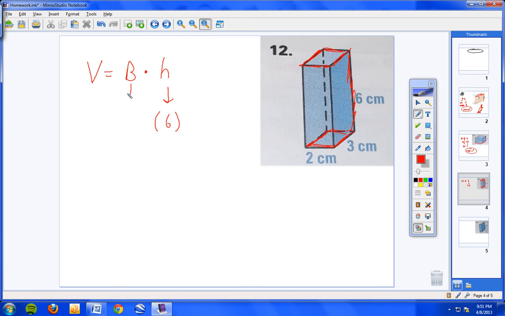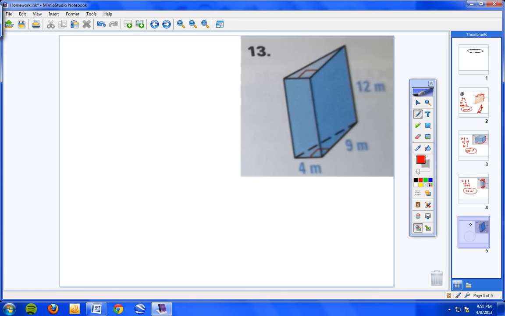Now the base is a rectangle. Does everybody see that? The base is a rectangle. So I'm finding the area of a rectangle. It's a 2 by 3 rectangle, so the area of the rectangle is 6. So I take area of base times the height, 6 times 6. My answer is 36 cubic centimeters. And that would be number 12. Last problem on your homework, number 13.